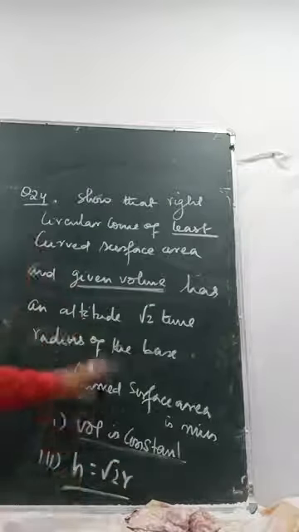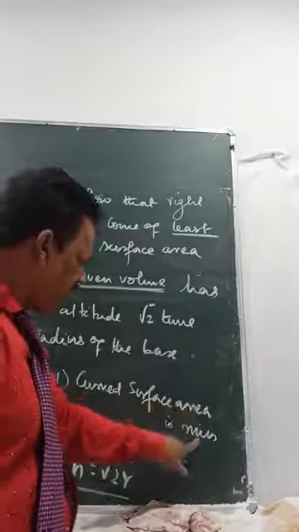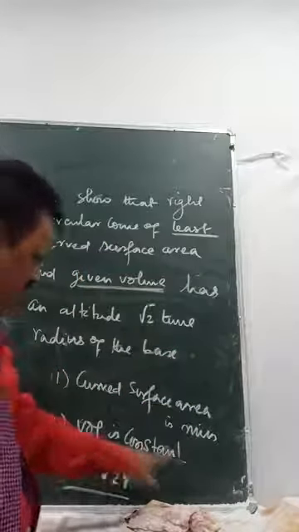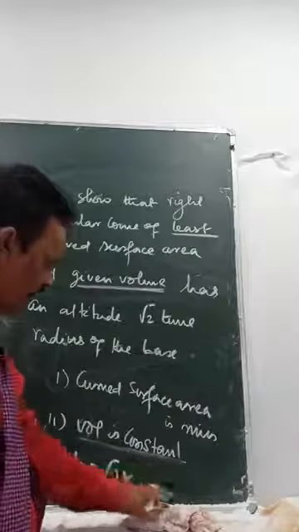So these three points you got from this. Curved surface area has to be minimum, least, volume is constant given, V will be constant. Then you have to prove H is equal to √2r. Okay, make a cone.